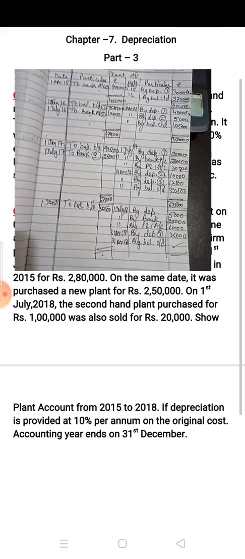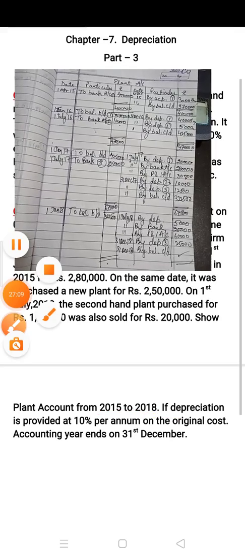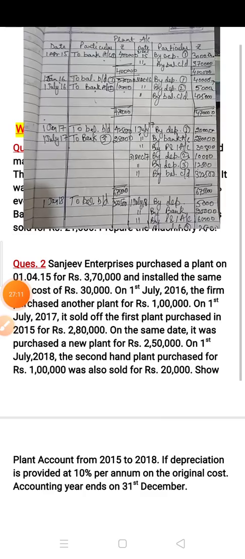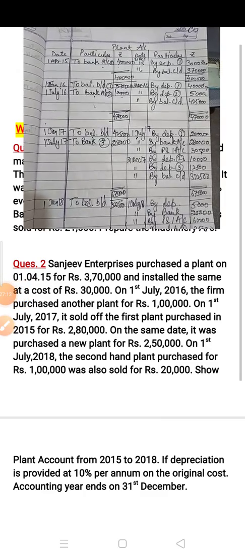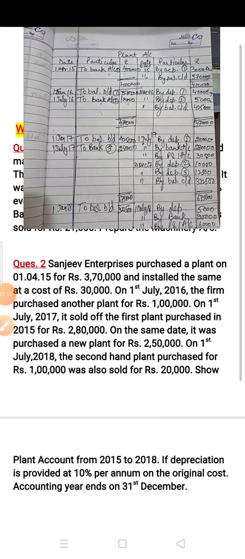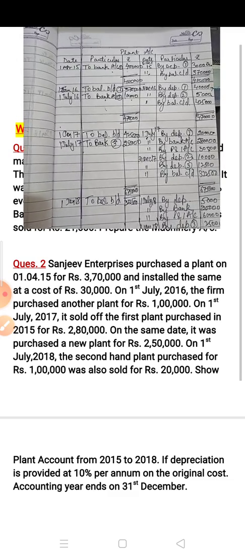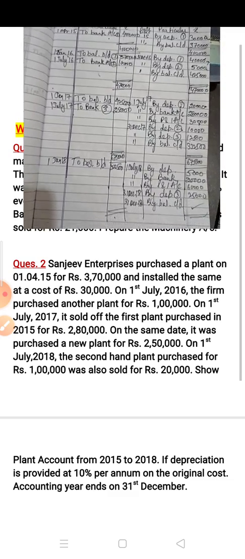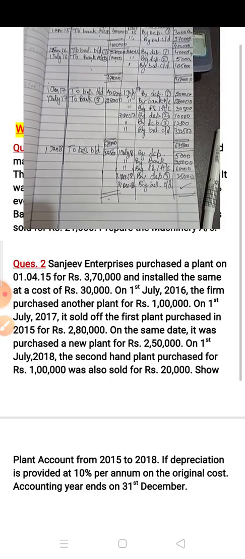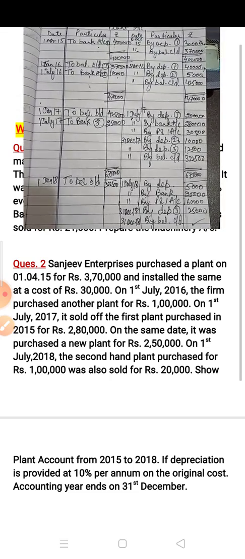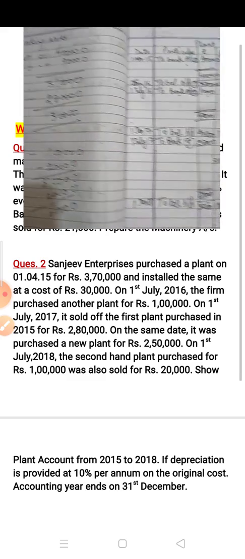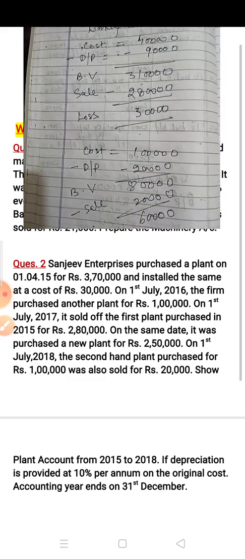Okay children, I hope you all have understood this question, how to make the plant account, how to make the asset account for multiple assets purchased or sold. In this way you have to do the question carefully. Working note also you have to do.